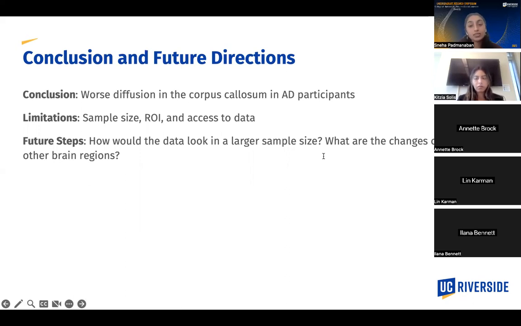My next steps would be to assess these values in a larger sample size to observe if I can obtain statistically significant results, especially in regards to the FA values in the genu and splenium, as well as the correlation analyses. Additionally, as there are several white matter tracts in the brain that may be affected by Alzheimer's disease, it would be best to observe these differences in neuroinflammation in other white matter regions.